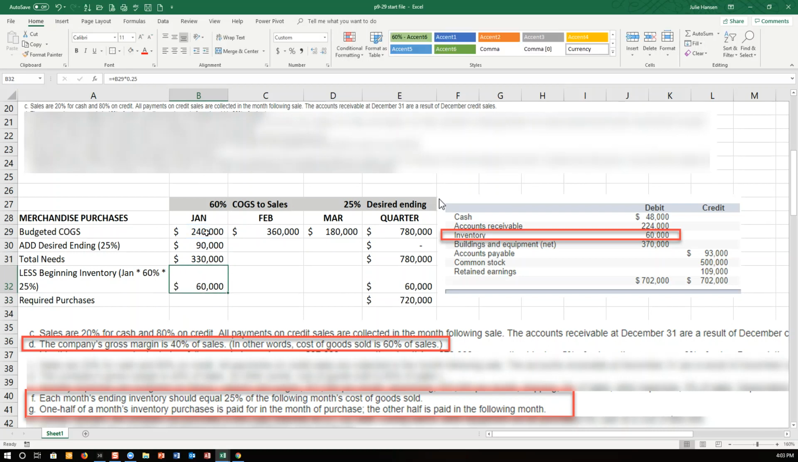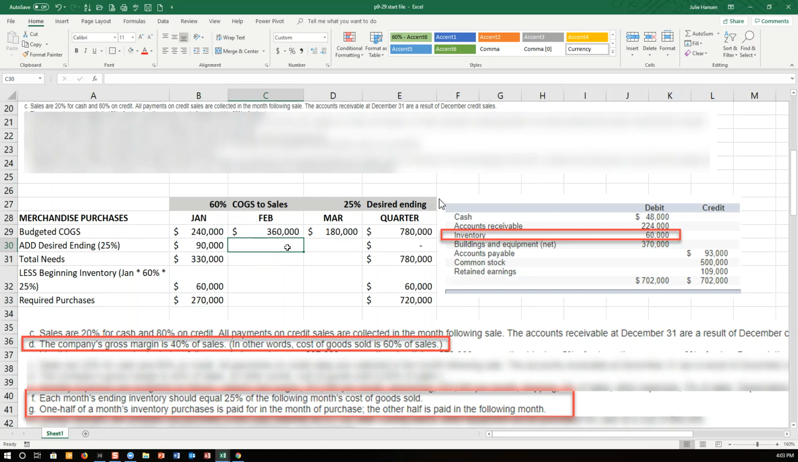That's pretty cool. All right, then we're going to take our total needs less what our beginning inventory was, and that's how many things we need to purchase to be able to satisfy our sales demand, plus have some on hand for next month. All right, so then when we move forward to February, this should be pretty good.